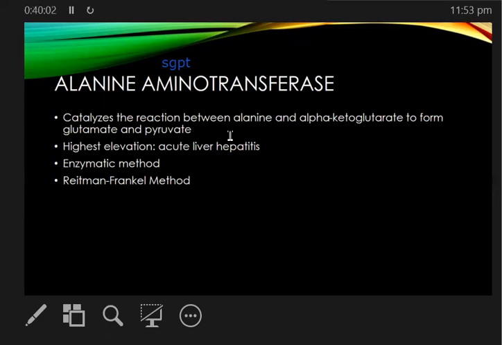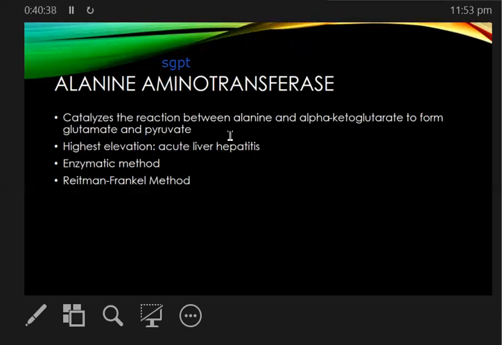Take note, the highest elevation of your ALT is seen in acute liver hepatitis. So anything that will affect your liver cells will have an increase in your ALT.